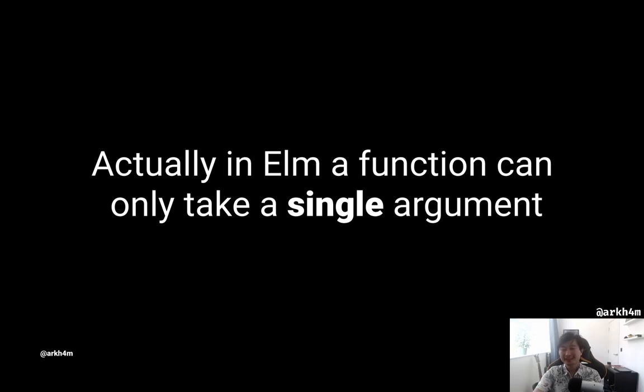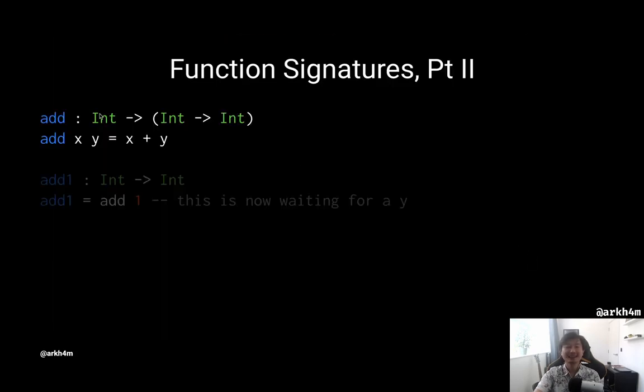And actually, if I have to be truthful, in Elm, a function can only take one single argument. And you'll say, well, I just saw a function with two arguments, right? But even in that case, it's actually just doing one argument. So when you see int, int, int, you can see it as int and these parentheses, and this function returns another function. Right.